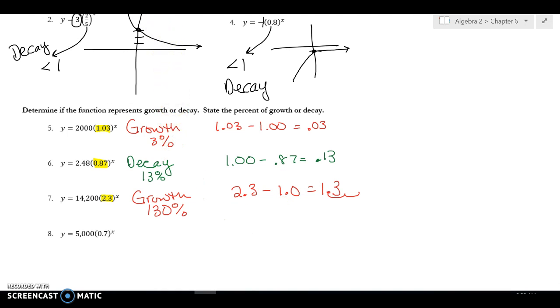And then number 8. Again, I look inside the parentheses, and that number is smaller than 1. So this is decay. And to find the percent, I'm going to subtract it from 1. And so it's 0.3. If I move my decimal 2 spots, it is 30% decay. So if it's greater than 1 in parentheses, it's growth. If it's less than 1 in parentheses, it's decay. And then you subtract it from 1 or subtract a 1 from it to see what kind of growth or decay.